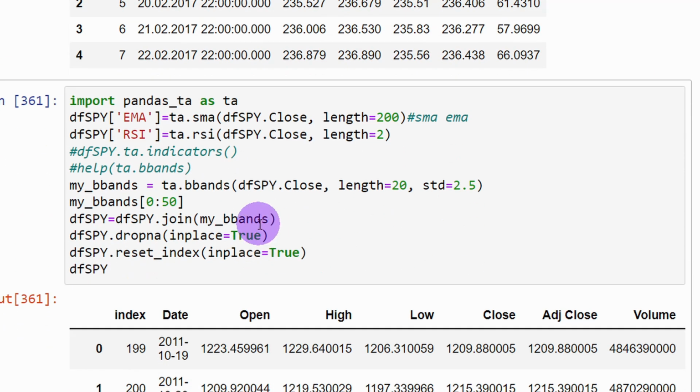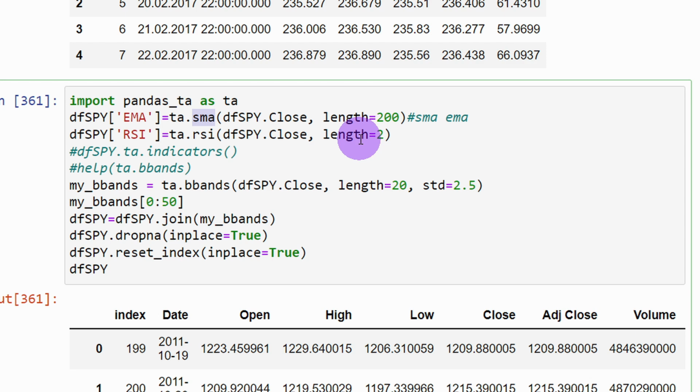Then I'm importing pandas_ta as technical analysis. I'm computing the EMA, the exponential moving average, or the simple moving average. Actually, it depends. You simply have to replace either SMA or EMA here, and you would be using the simple moving average or the exponential moving average. In this case, I tried both. It doesn't make any difference for our system on the daily time frame.